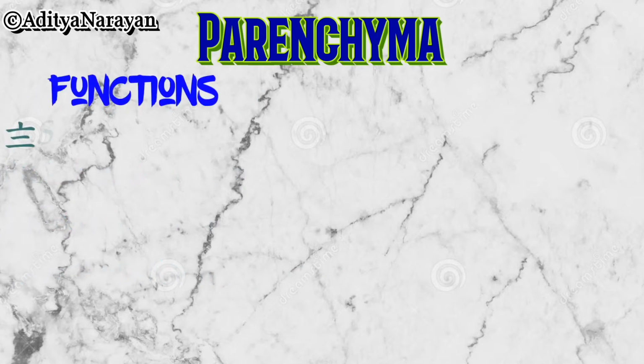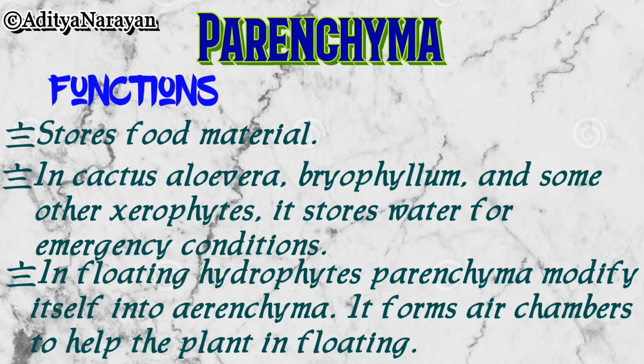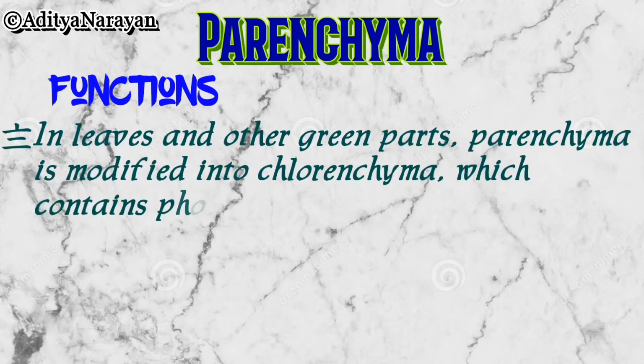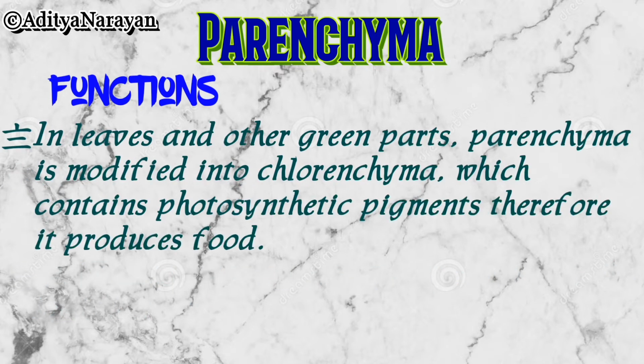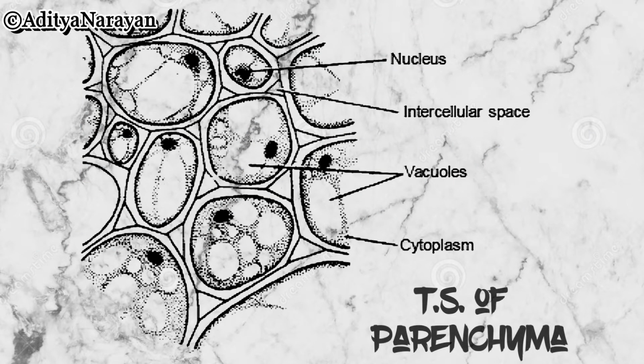Functions of parenchyma. It stores food. In xerophytes, it stores water for emergency conditions. In floating hydrophytes, it forms air chambers and helps in floating. In leaves and other green parts, it contains photosynthetic pigments, therefore it produces food. Let's have a look at the transverse section of parenchyma.